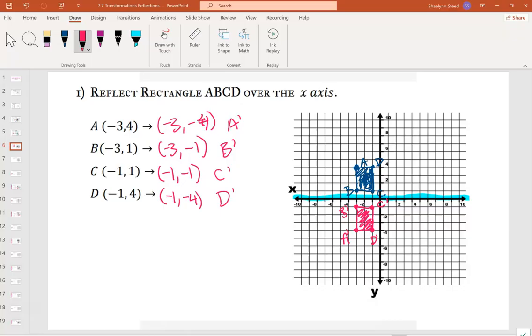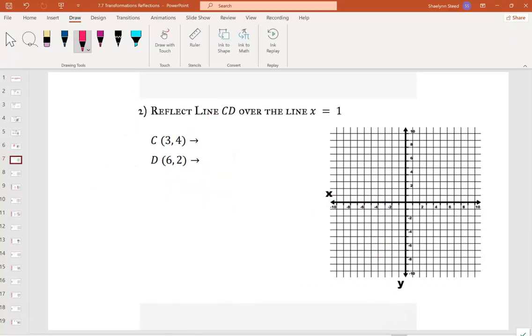Alright, so we have the basic idea of the rules. Now what happens if we do something a little weird? So we're going to plot our 2 points first. So C is at 3, 4. Here's C. And then D is at 6, 2. Okay, so there's our line we're going to be reflecting. And we're going to reflect over x equals 1. So that means we're going to go where x is 1 and draw a line so it never crosses the y-axis. Okay, so we're going to reflect over that line.